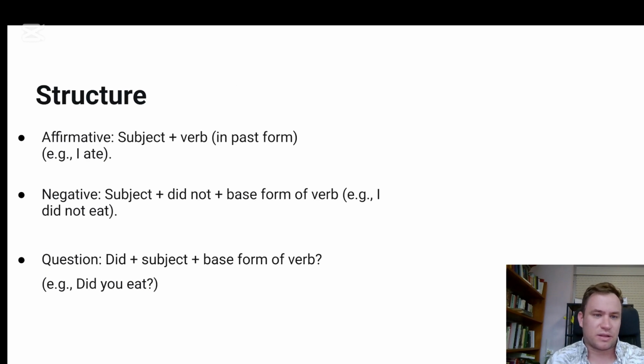The structure is a subject and then a verb. There's, for example, I ate in the affirmative. With negatives, you can say I did not, and then the verb again, I did not eat, the base form. And the question, again with this inversion, is did you eat?